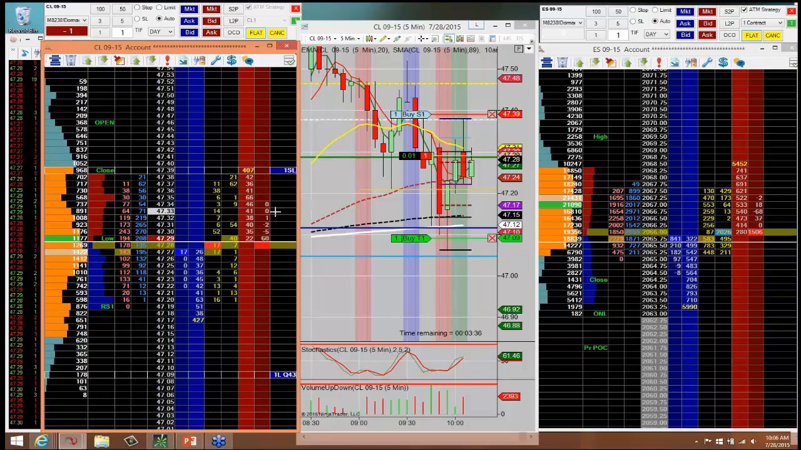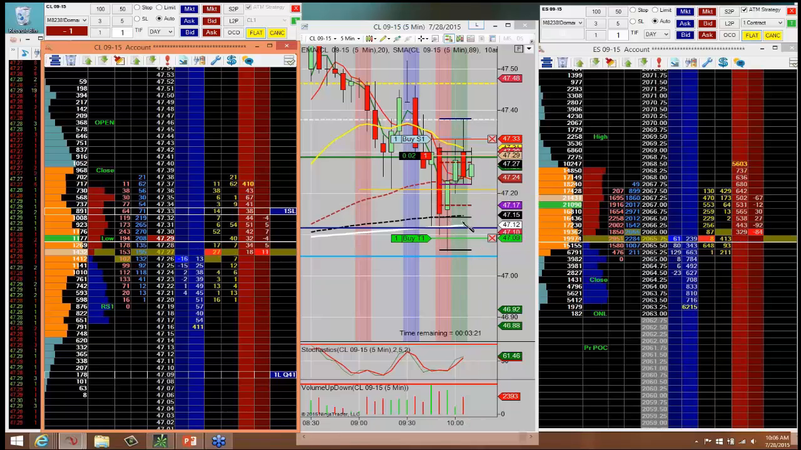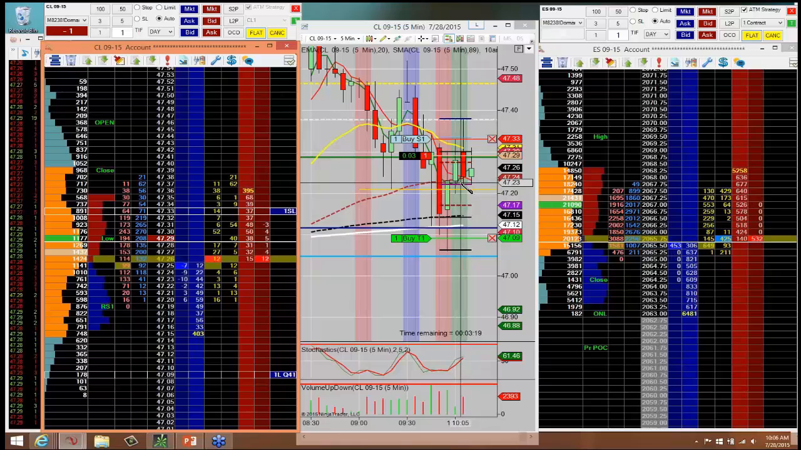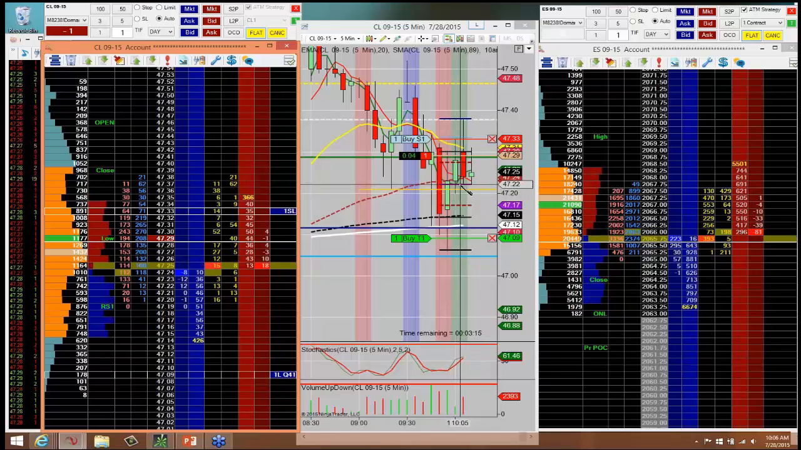I wasn't going to let this trade get much higher. 33 I think is where I set my stop. And another example of a low risk trade that you can do when you're using the dome and using references.